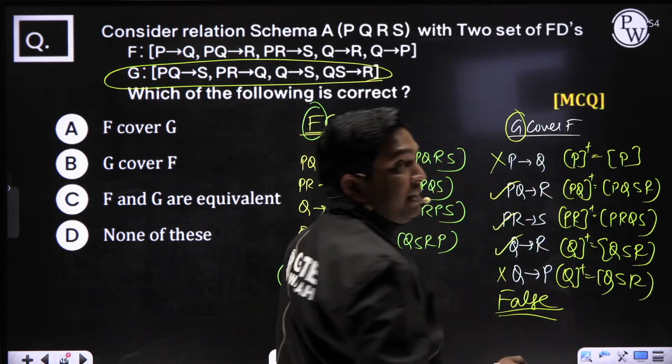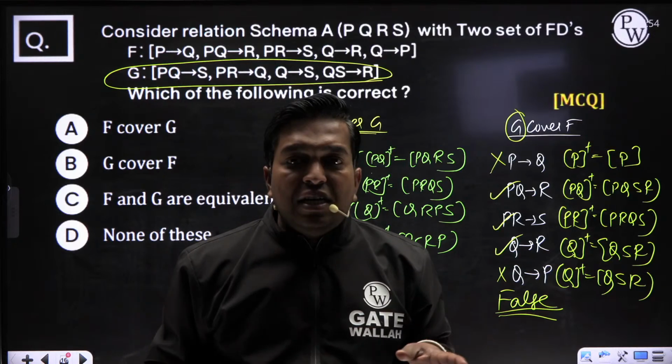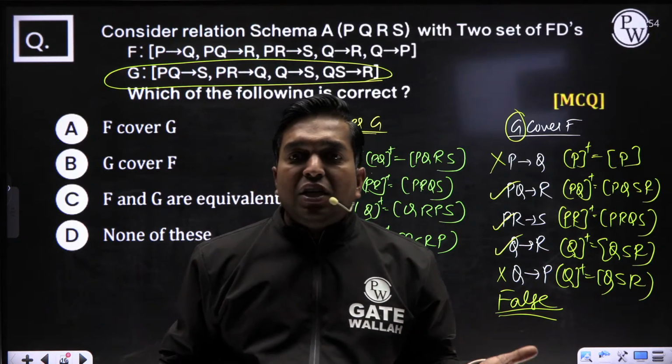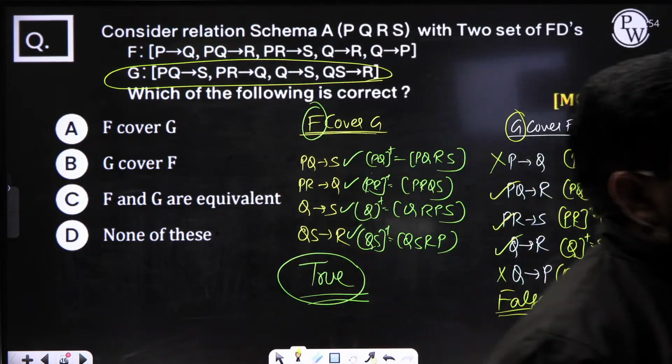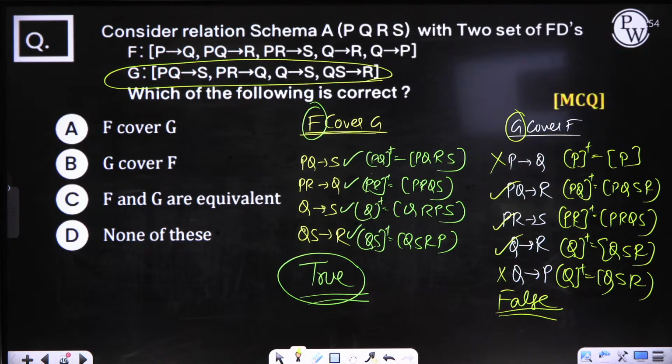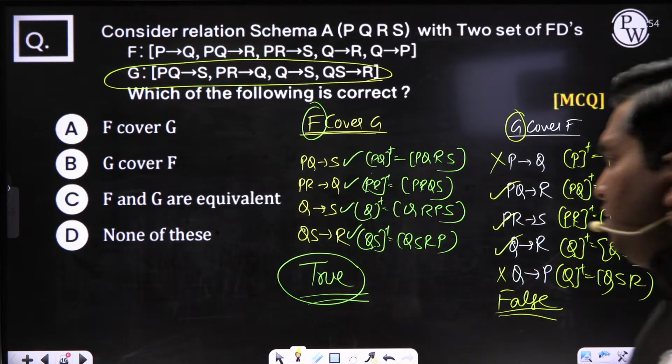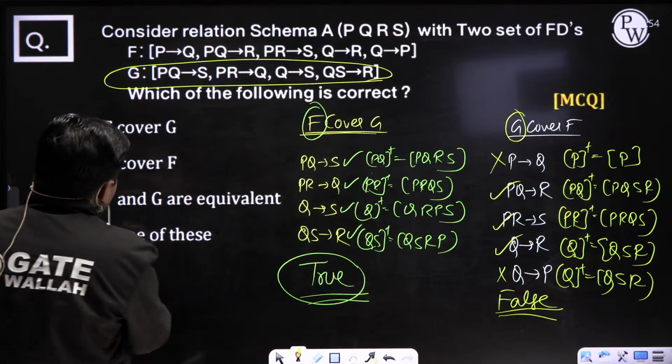Acha, I change the question. Let's suppose I am asking how many FDs violate the equality condition. How many FDs violate the equality condition? Now what is the answer? Tell me fast. How many FDs violate the equality? The F equivalent G. How many FDs?